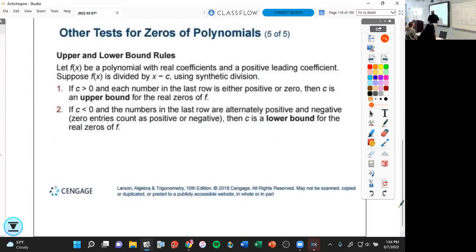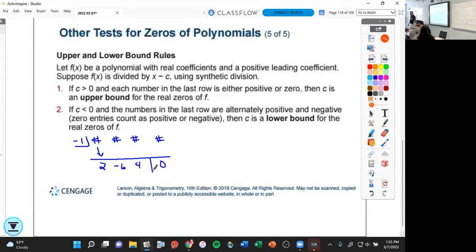Part 2. If c is less than 0, and the numbers in the last row are alternately positive and negative, where zeros don't count as positive or negative, then c is a lower bound. So let's say I chose -1. And again, I got some numbers here. I brought this number down, it was a 2, and this is -6, and this is 4, and this is 0.